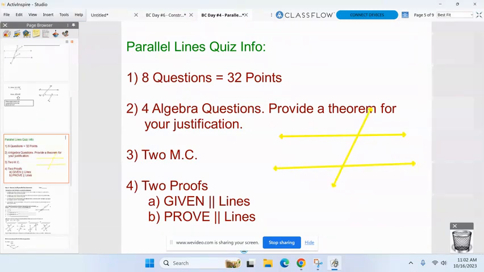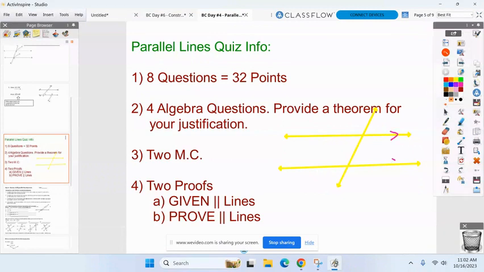So let's say I have these 2 lines that are parallel cut by a transversal. Let's say this is 3x minus 6, and this is 5x plus 20. My question might be solve for x, or maybe solve for one of the angles. So the first thing we need to figure out is, what are these angles called? These are same side exterior. Now I got to figure out, what do I know about them? Congruent or supplementary? You said same side, so it must be supplementary.